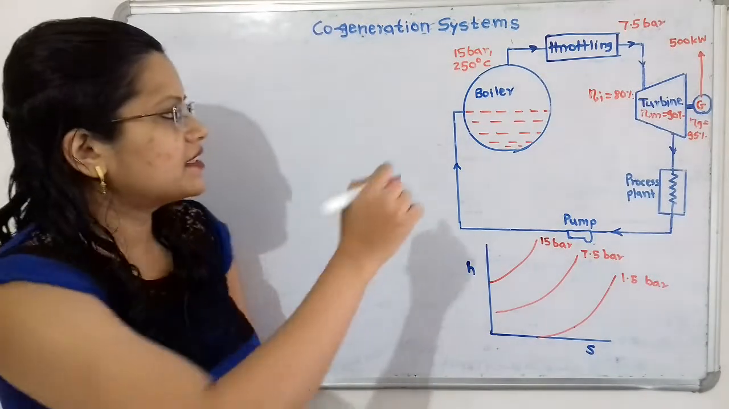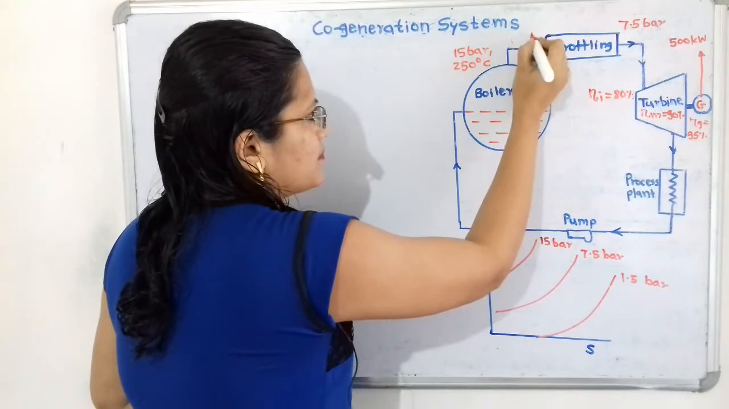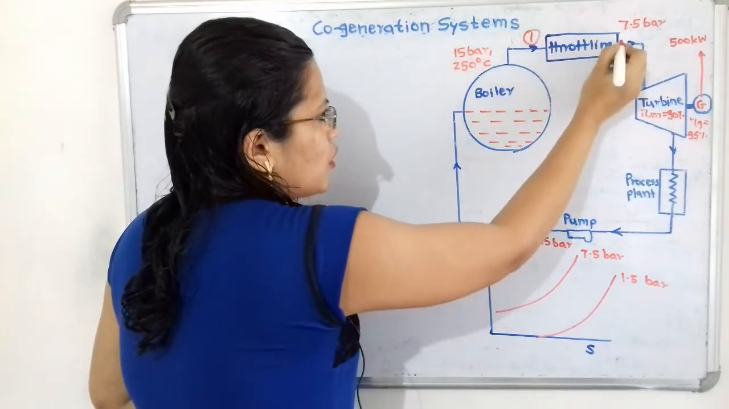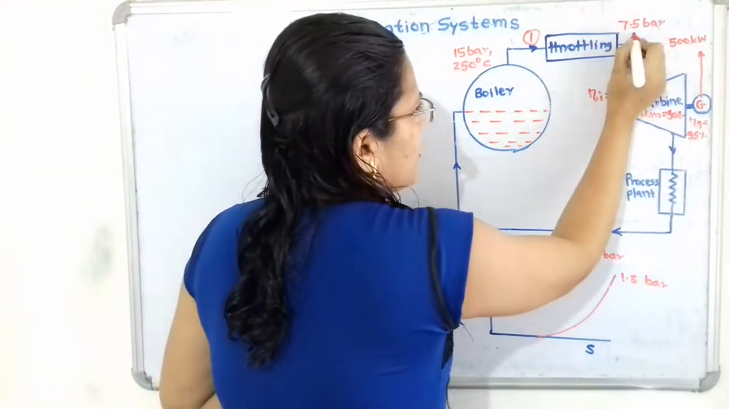Now we will consider the initial condition of steam at point 1, and after the throttling process this condition of steam is at point 1 dash.